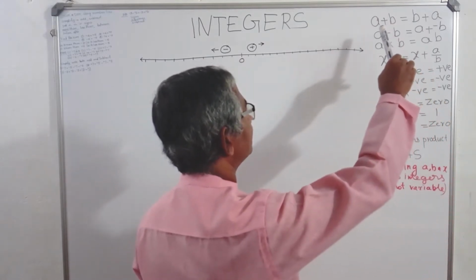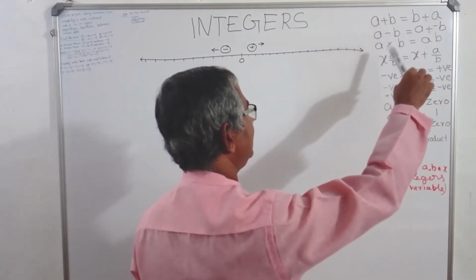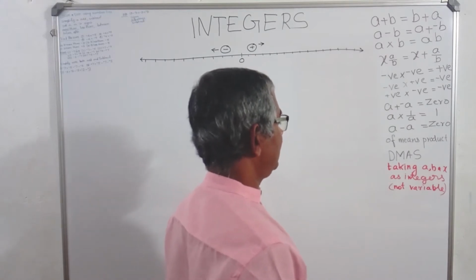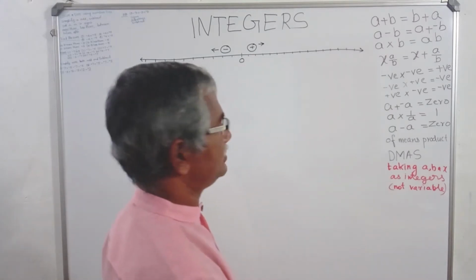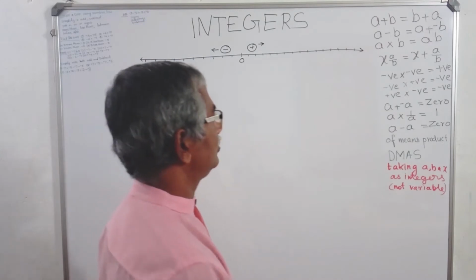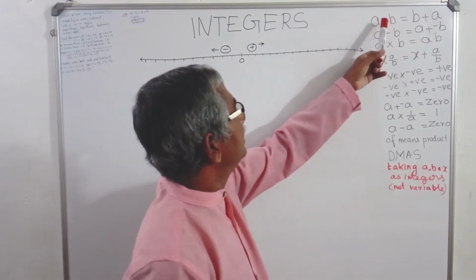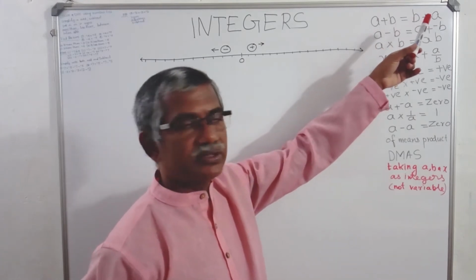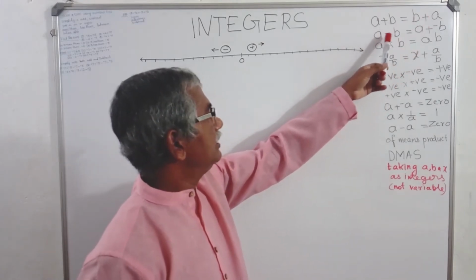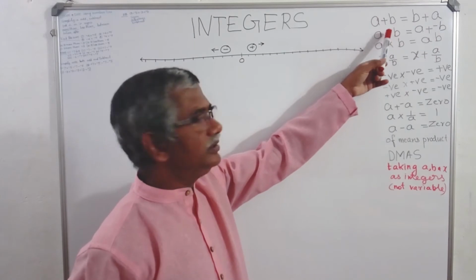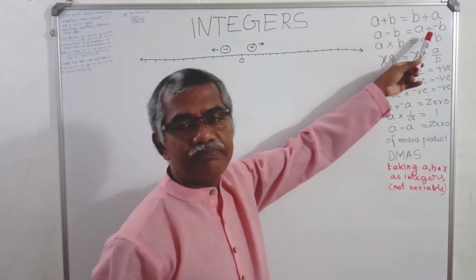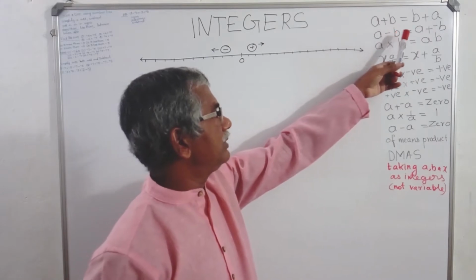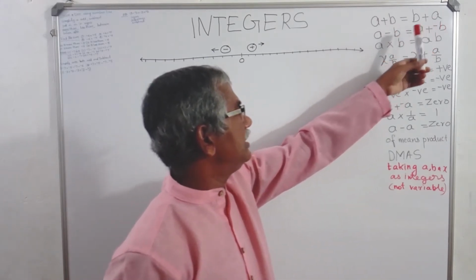Here I write a, b, x, etc., taking them as integers, not as variables. So you have to remember that a plus b is also equal to b plus a. Then a minus b is equal to a plus negative b. Or to subtract a number, we can add its additive inverse.